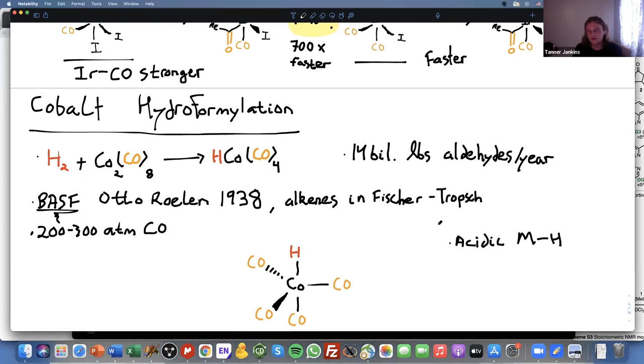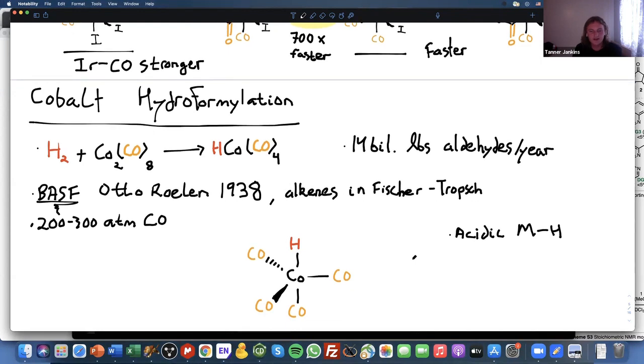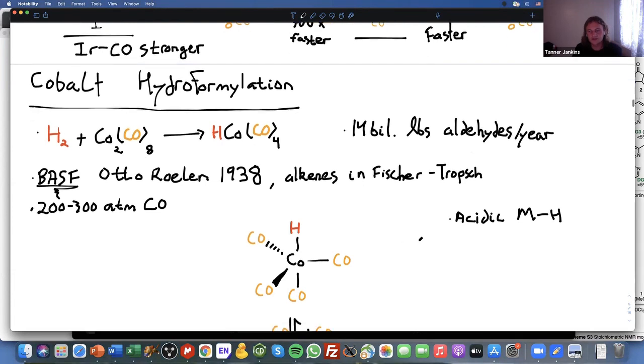And this cobalt hydride is particularly acidic, as Curie had mentioned in the beginning of his talk. The MH bonds can vary drastically in their hydricity and H dot donor abilities and acidity. And so these particular cobalt hydrides are quite acidic.